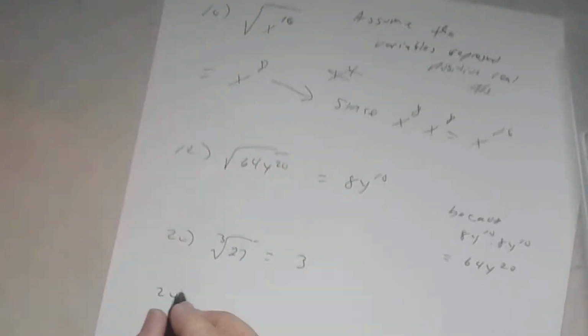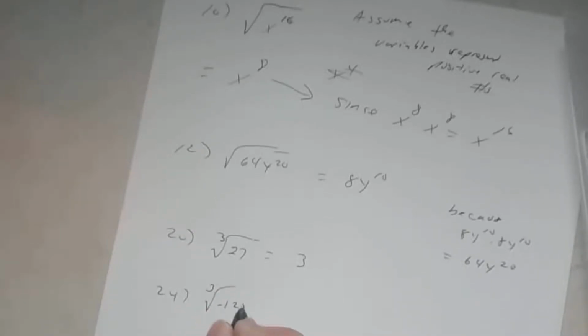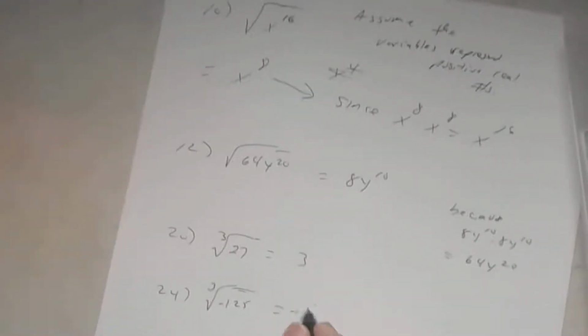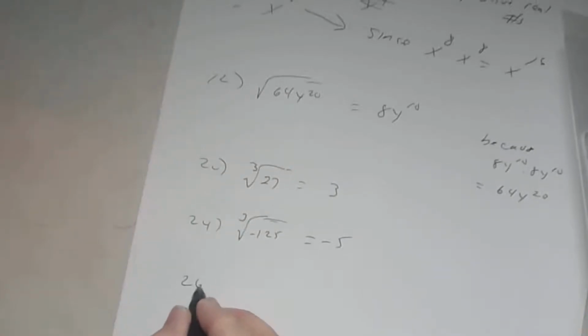24. Cube root of negative 125. Don't use a calculator. What number times itself 3 times is negative 125? Not 5, negative 5. Because a negative 5 times a negative 5 is 25, and 25 times a negative 5 is negative 125.